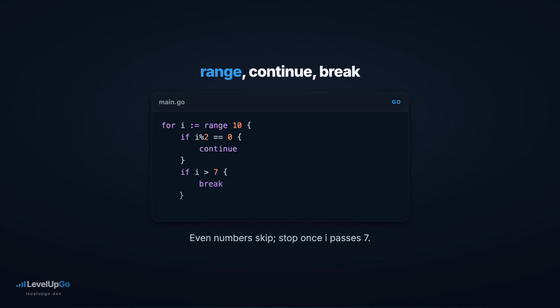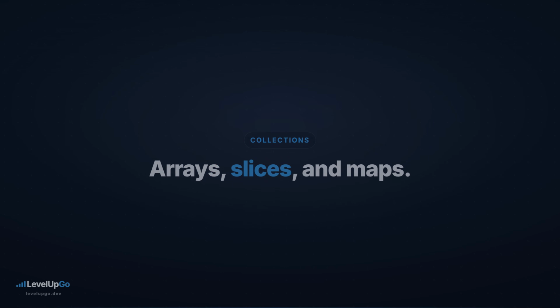And with the for loop, you can also pair it with range. And you can use range when you want to loop over integers and collections. So here we have a loop that loops from 0 to 9. And then we check for even numbers. If it's even, we continue. And then we also check if i is bigger than 7. In that case, we use the break. So loops have continue and break, and it works the same as in other languages.